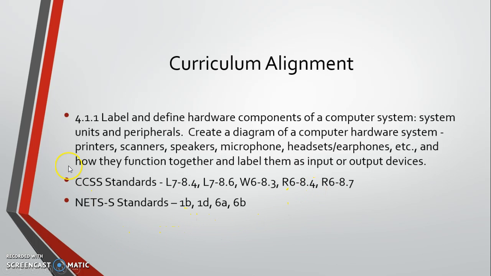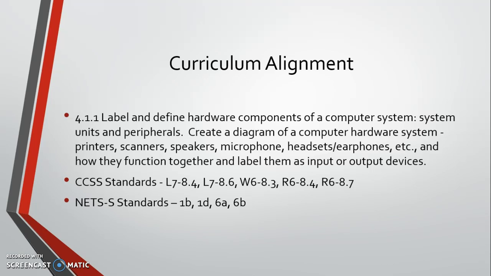Now, the curriculum was based on the Business Communications 4.1.1, in which students will label and define hardware components of a computer system, units, and peripherals. They needed to create a diagram of a computer hardware system, which included printers, scanners, speakers, a microphone, headsets/earphones, etc., and how they function together, and label them as input or output devices.